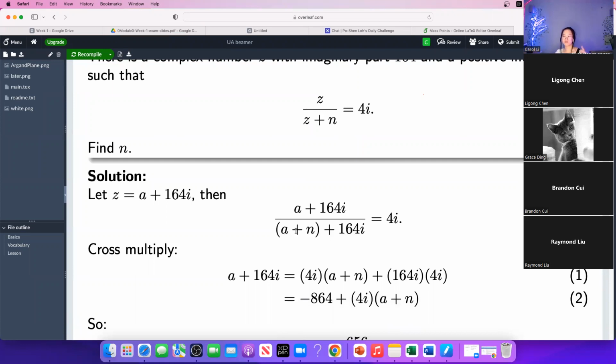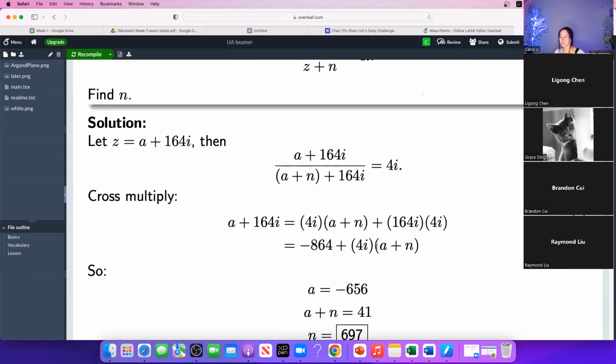So it's the real part, and then there's the imaginary part. So a plus n plus 164i equals 4i. You cross multiply, and you get this. Okay, this is super important: make sure you always pair up the imaginary part, the part with the i, and the part without the i.